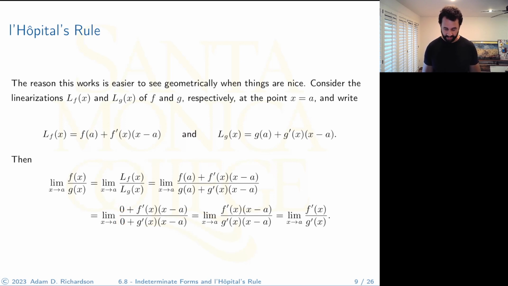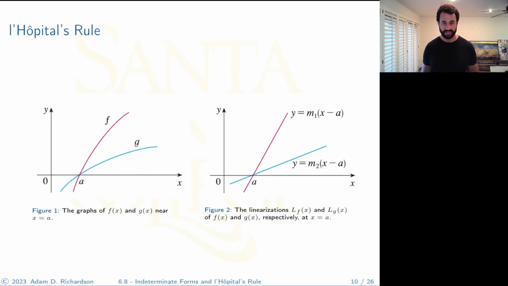And then now we're left with this expression, and because we're taking a limit, we know that x is not equal to a for these things. So we can actually cancel this factor that's equal to 1, and then we're left with this. So there's another way of seeing it in terms of linearizations. What does the picture look like? The picture looks like this.